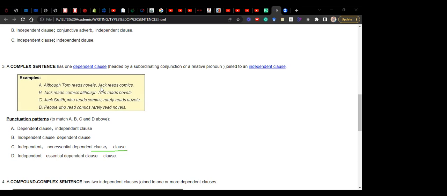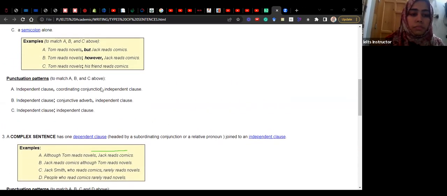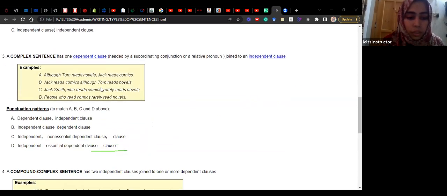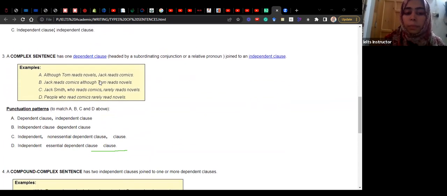Okay, so always in a complex sentence, you need a dependent clause joined to an independent clause using the same subordinating conjunctions, or semicolons, or the conjunctive adverbs. All right, Jack reads comics although Tom reads novels. Now what has happened here is that the placement of although has been changed in between the dependent clause and the independent clause.